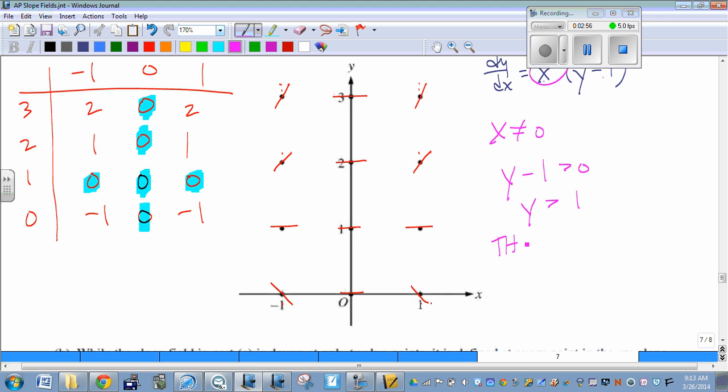The slope will be positive as long as x does not equal 0 and y is greater than 1.